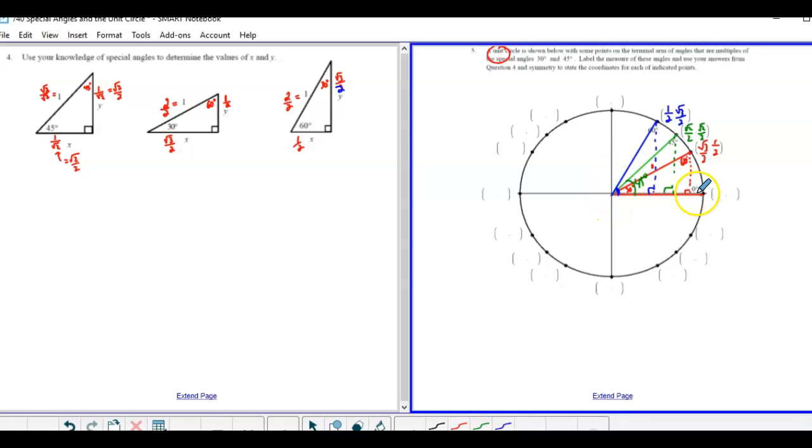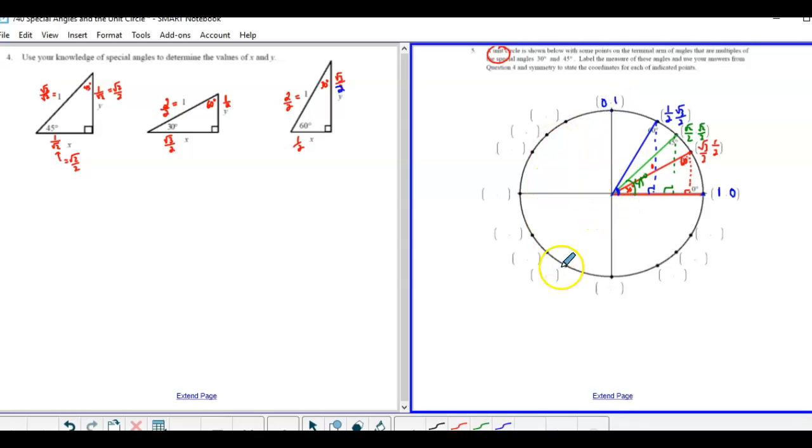Take a look. 0 and 90 are considered special angles as well. We don't even have to think about it though. It doesn't form a triangle. At this point here, if it's a unit circle, the x value is 1 and the y value is 0. Here, if the radius is 1, then the x value is 0 and the y value is 1.